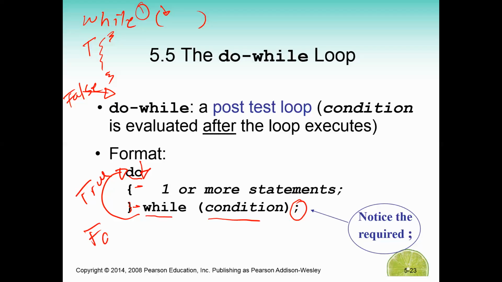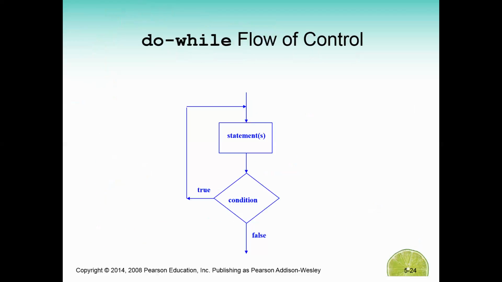So if I'm going to compare these two loops again, the while can execute none, right? This one, at least once. That is the do while. Here's the flow. We have the statements, and they're going to be executed at least one time. We have the condition, and that's when we test. If it's true, we go back and we execute these instructions inside the curly braces. If it's false, that's when we exit.